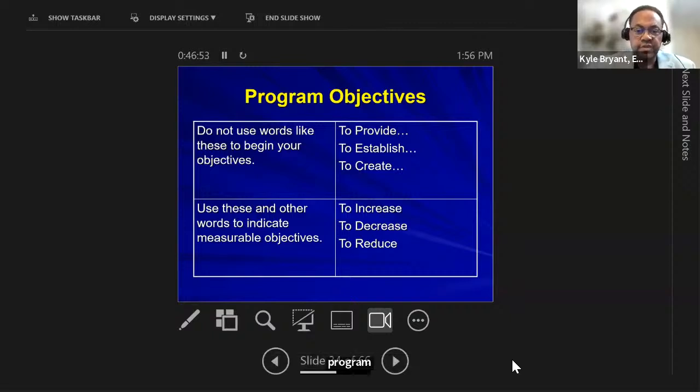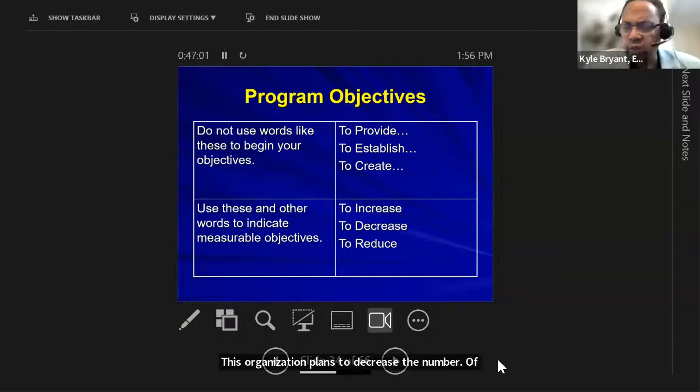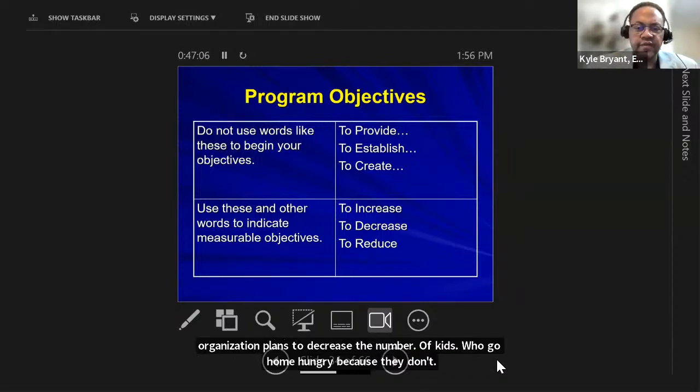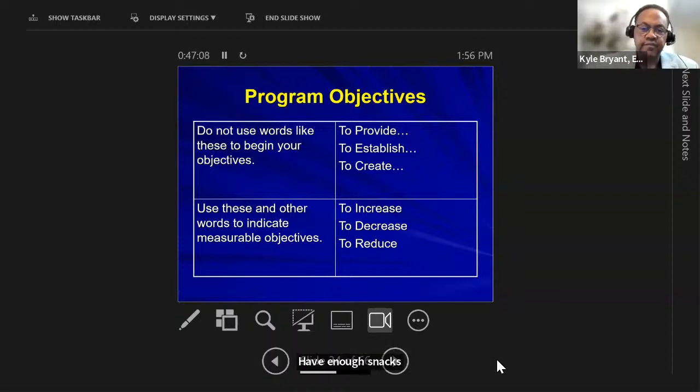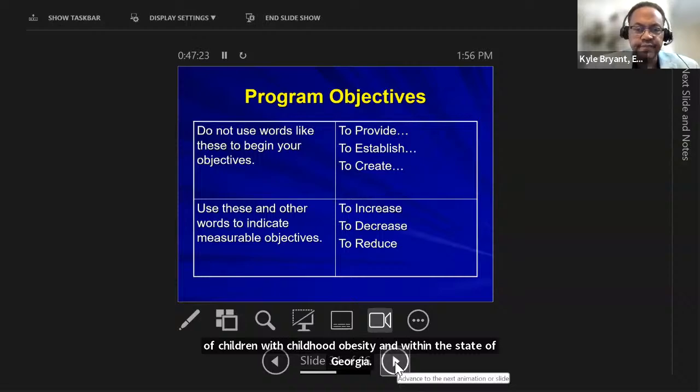This organization plans to decrease the number of kids who go home hungry because they don't have enough snacks or enough healthy food options after they leave school. Or our goal is to reduce the amount of children with childhood obesity within the state of Georgia. These are measurable objectives, so use this terminology.